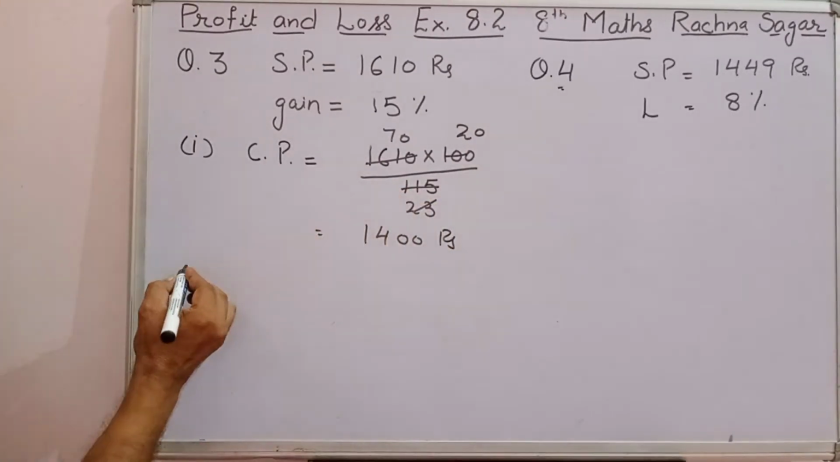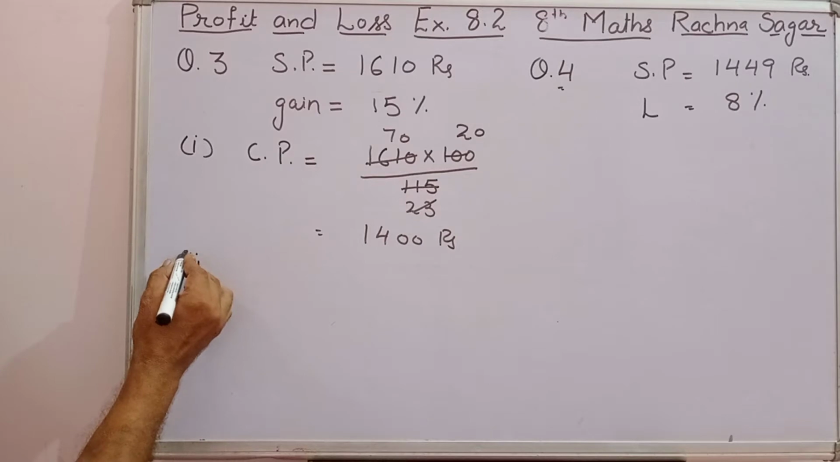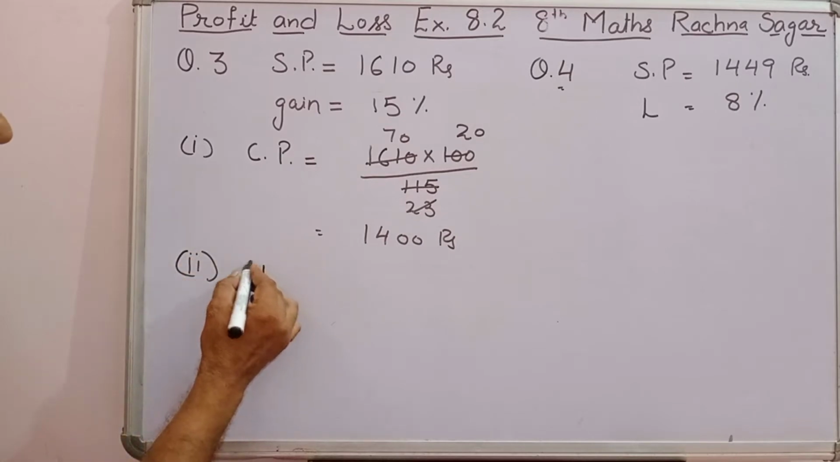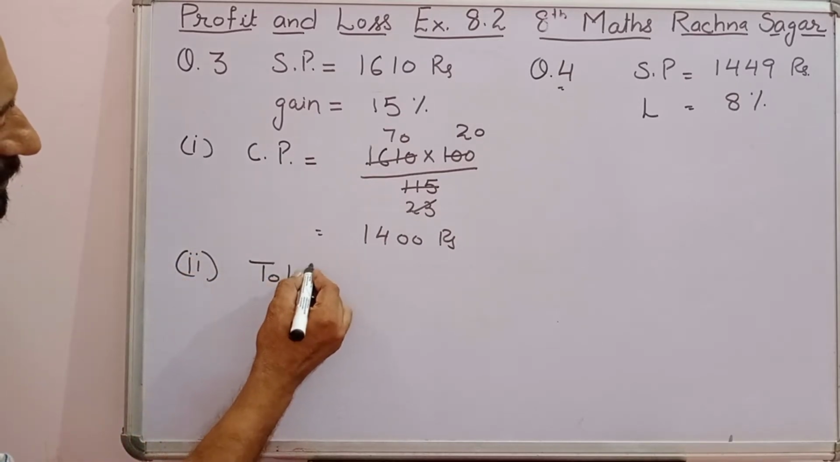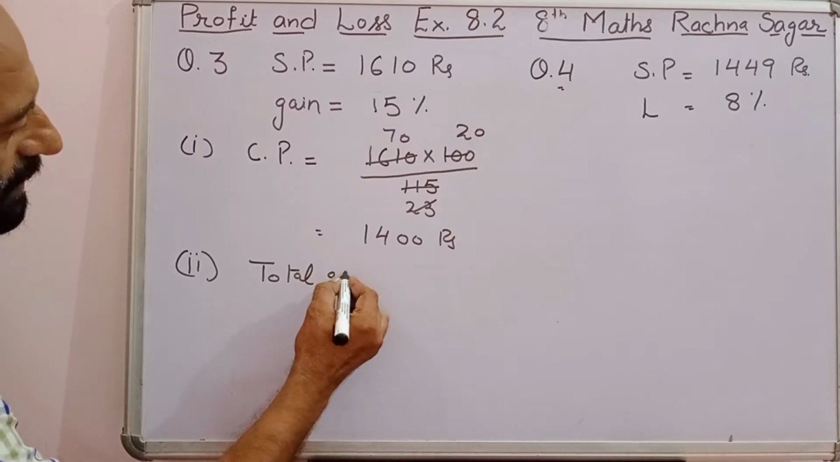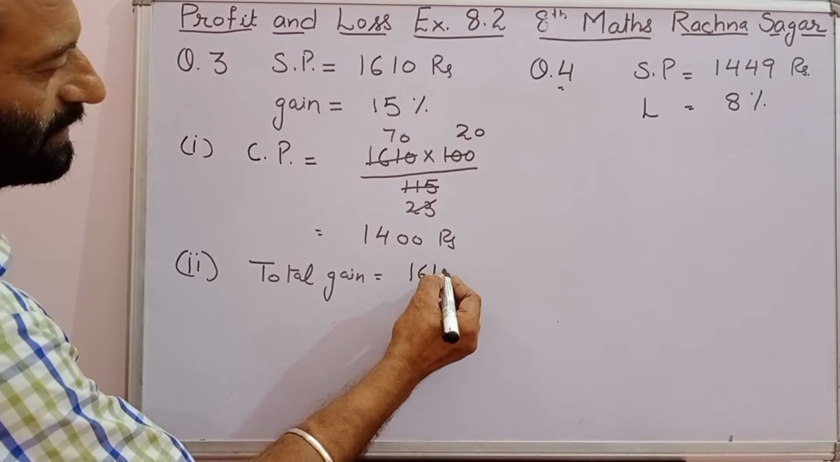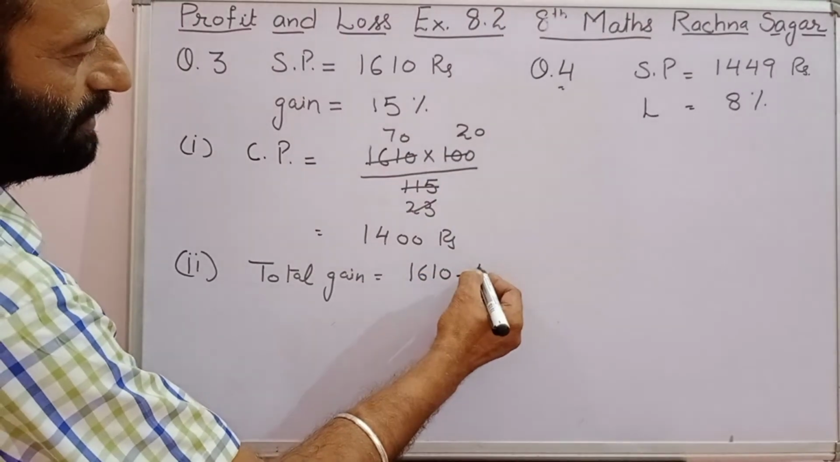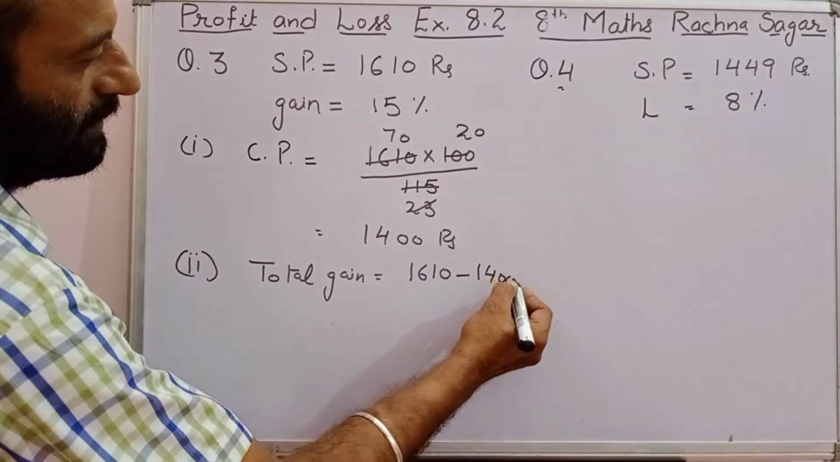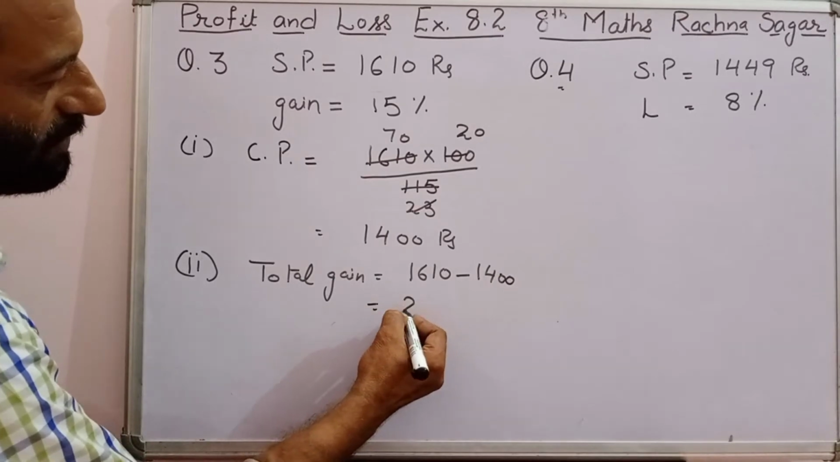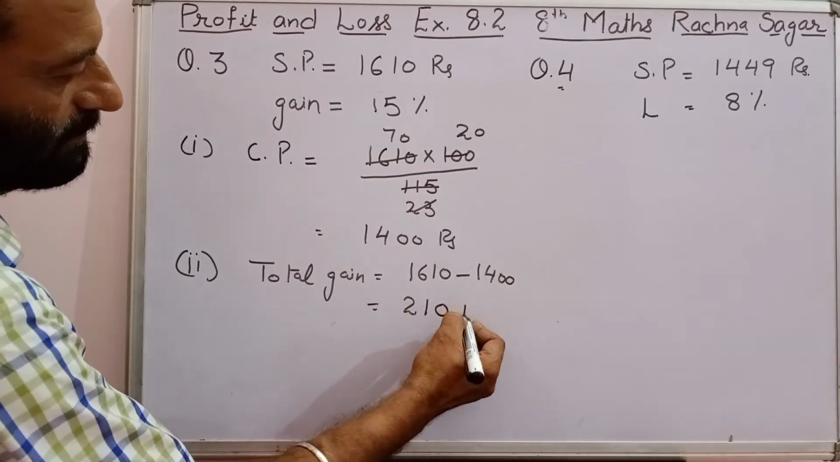Part 2, find the total gain. Now total gain is equal to SP, selling price 1610 minus CP 1400, and it is equal to 210 rupees.